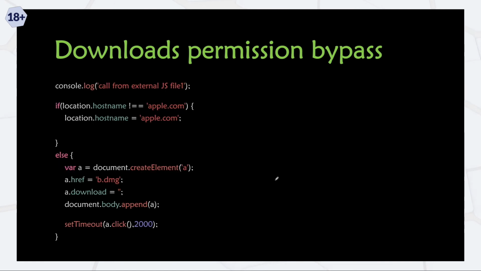So what we can do is run a simple script which sets the location.hostname to apple.com, and as soon as the location.hostname is set to apple.com, we dynamically create a link pointing to a DMG file. The link itself gets clicked after 2 seconds. So after 2 seconds, a file will automatically get downloaded into the victim's browser. So this is how I managed to bypass the download permissions.